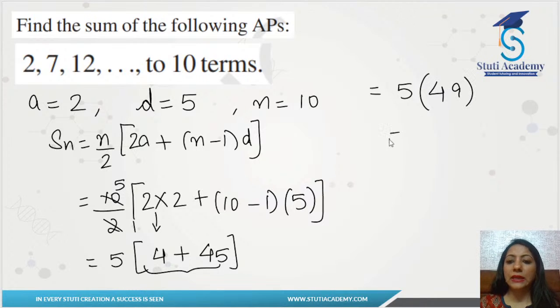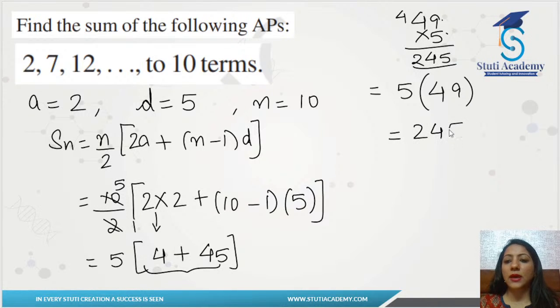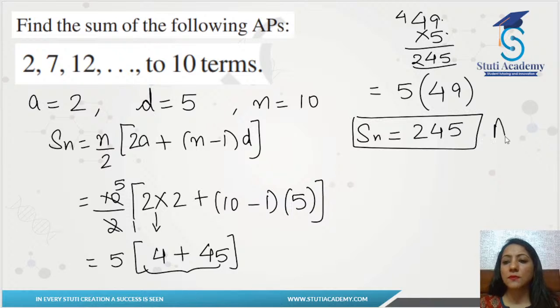Now 49 into 5 would be how much? Just let's solve this. 49 into 5, you can write 5 here and then 4 carry over. This would be 20, 245. So here 245 is Sn. That means the sum of the first 10 terms of the AP in this case is 245. I hope this question is clear to everybody. We directly have the values of a, d and n. We can put them in the formula and that's how we can solve.